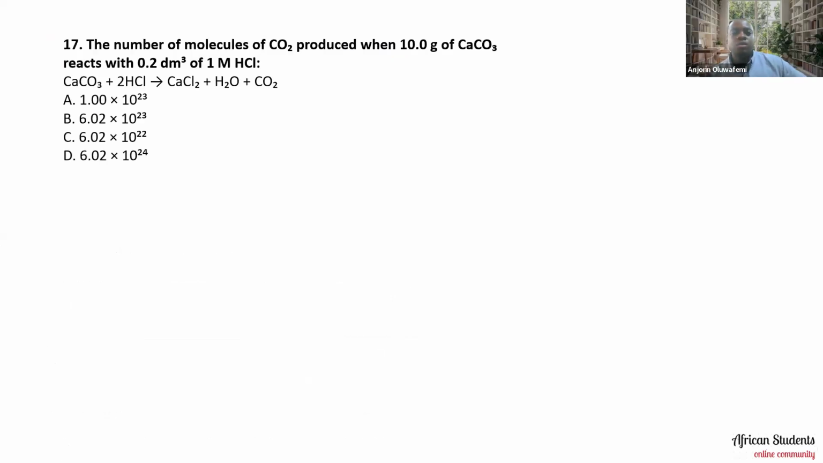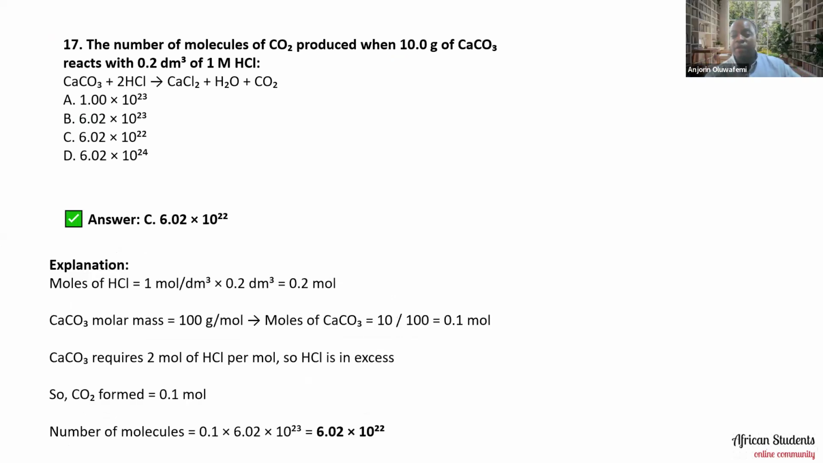The number of molecules of CO2 produced when 10 grams of calcium carbonate react with 0.2 dm cube of 1 molar HCl is, going by that equation that we have there, and then the options that are given, the answer here should be C, 6.02 times 10 raised to the power 22. How did we arrive at this?